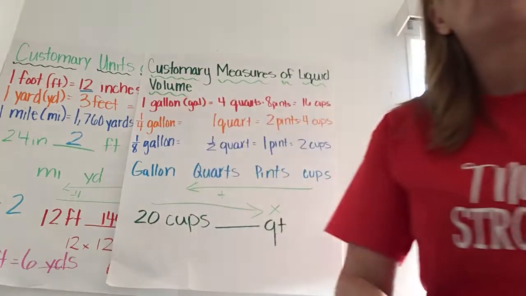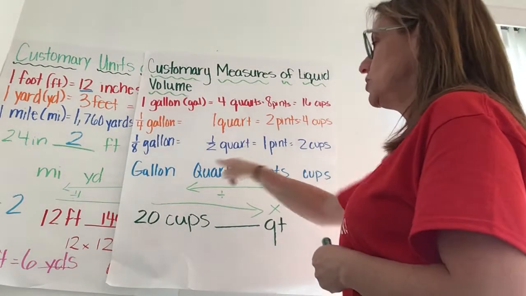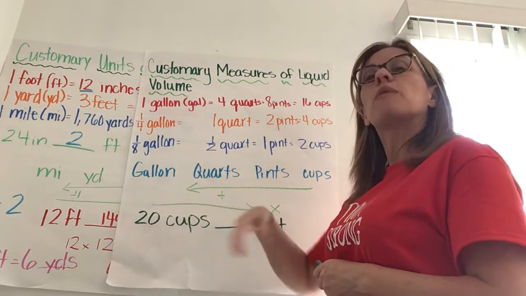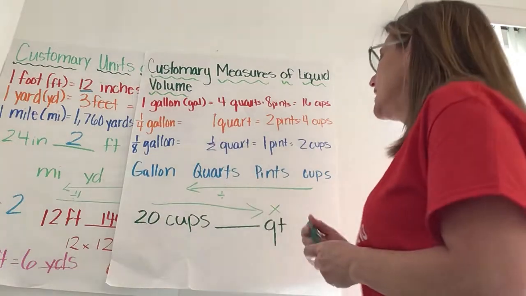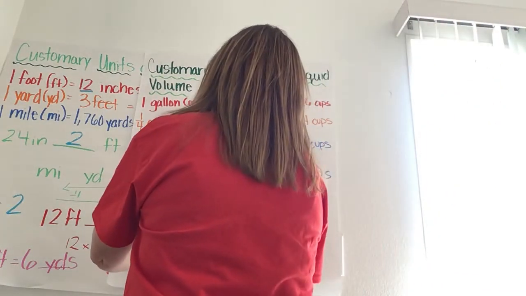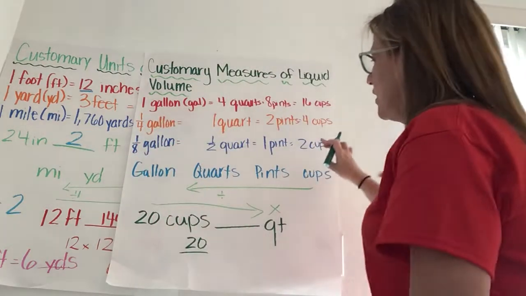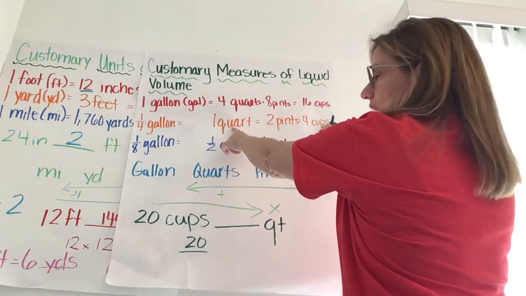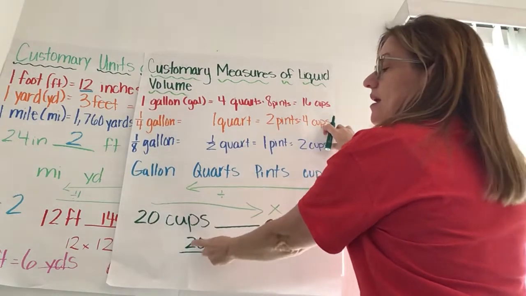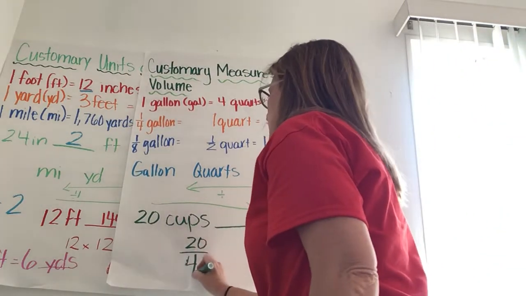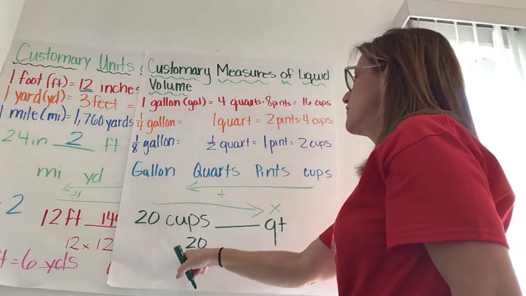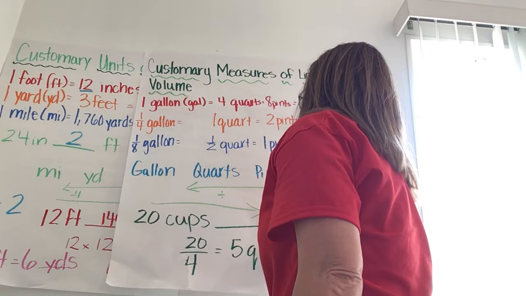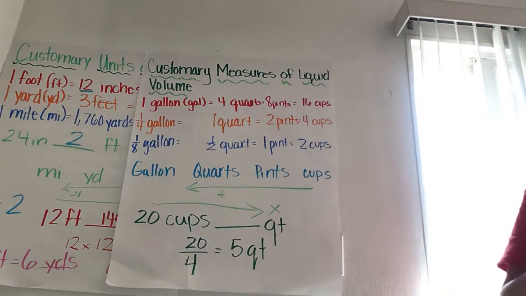to quarts. So I'm going to go from cups right here to quarts. If I'm going from a smaller unit to a bigger unit, I'm not going to have as many, so I'm going to be dividing. I take my 20 cups, and for 4 cups, it equals 1 quart. So I'm going to divide my cups by 4, because 4 cups equals 1 quart, and that is 5 quarts. So 5 quarts equals 20 cups.